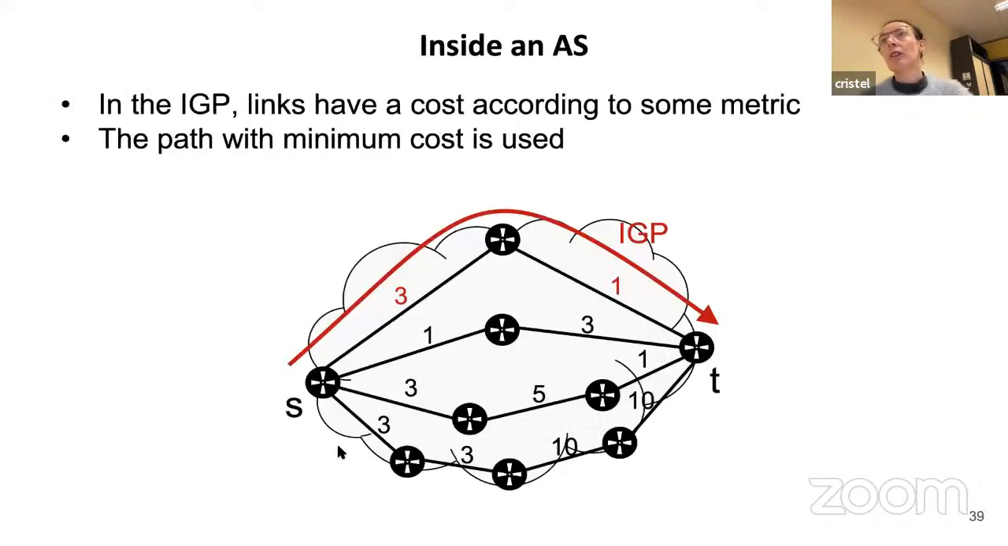So the assumption is that inside an ISP, you will follow by default the shortest IGP path, because that's the way the routing works.